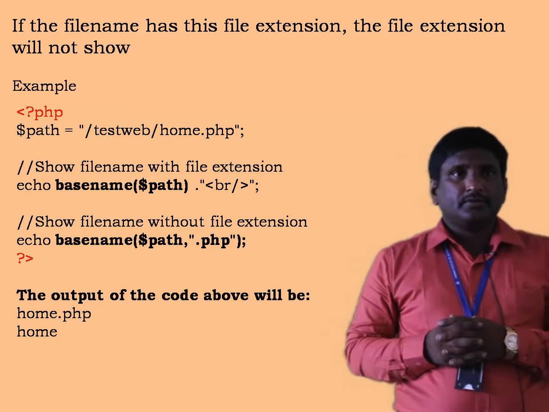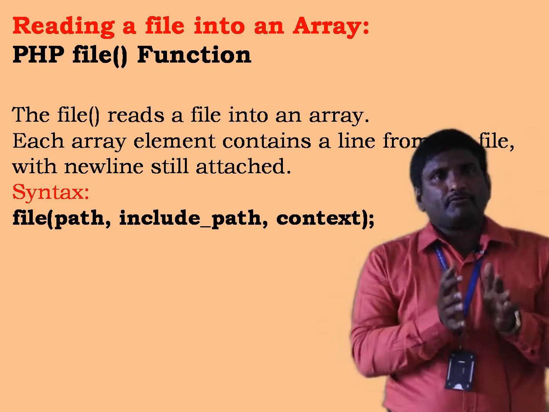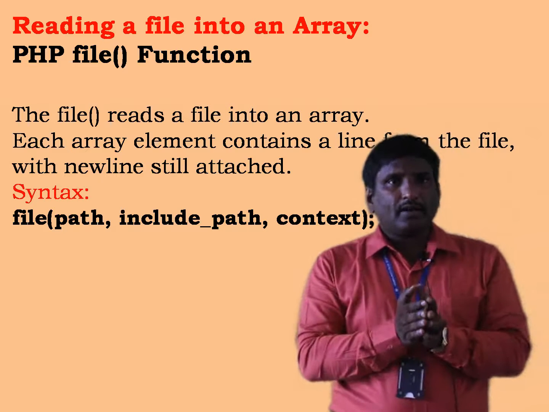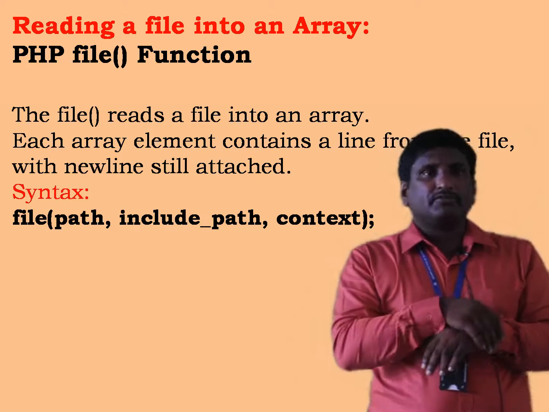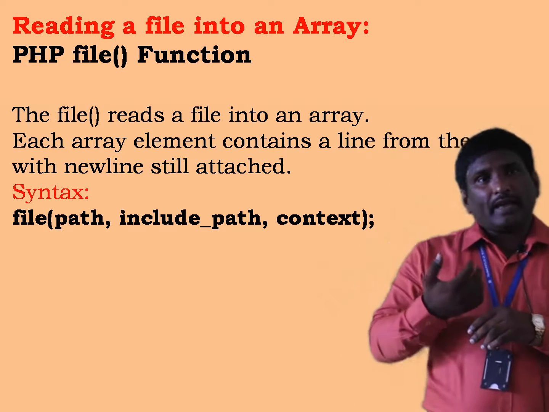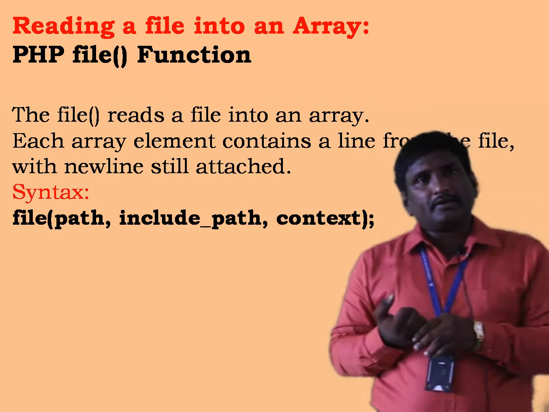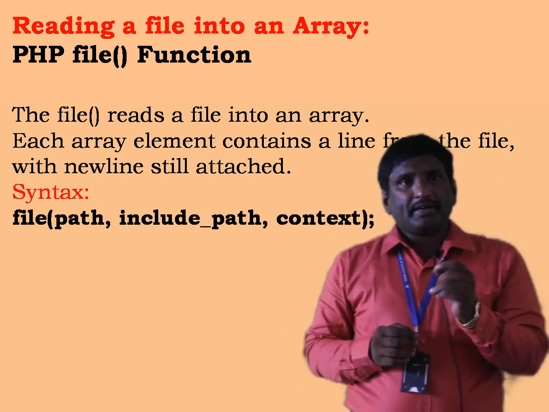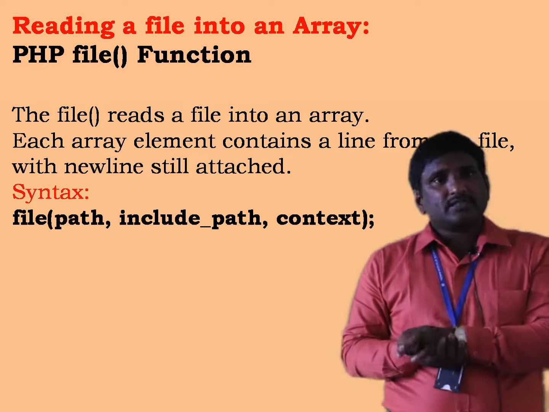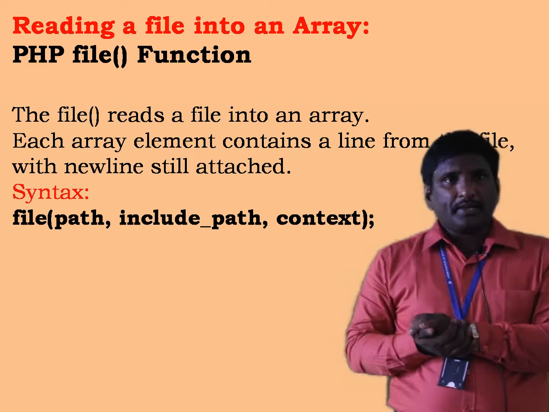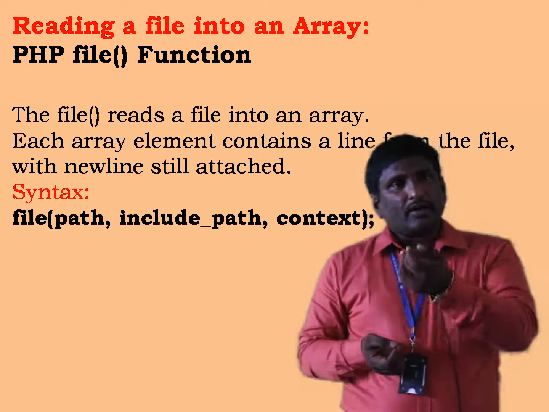Next one, reading the file into an array. Up to this, we have performed file operations: open the file, read the file, write the file, erase the content, and rewrite the content onto the file. Now reading the file into an array. By using the file function, we can read the content and place it into an array. Each array element contains a line from the file with the newline still attached. This is the syntax for file. We need to specify the path and include_path, which is a Boolean variable, true or false. Context is optional.